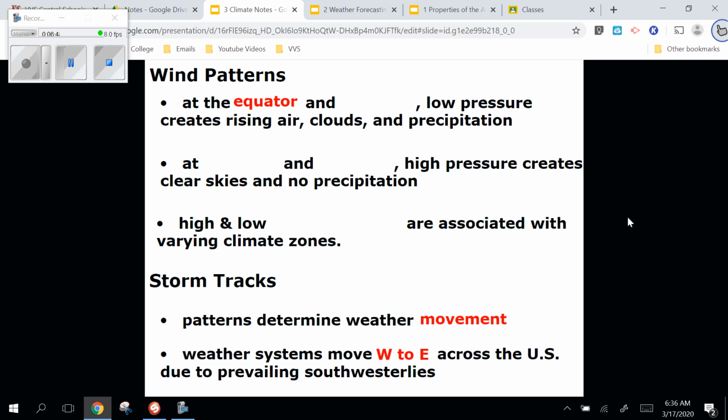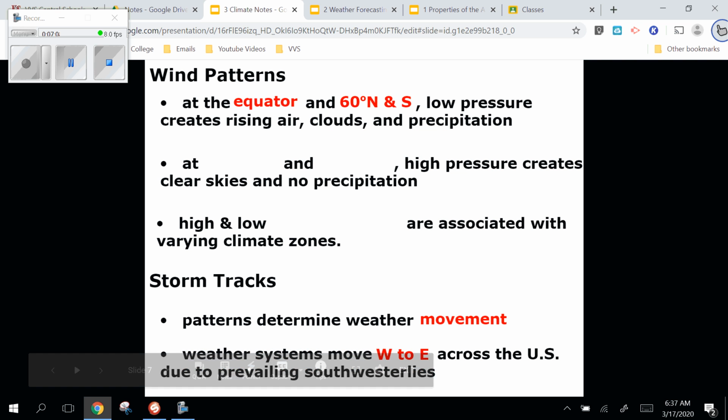All right, now back to wind patterns. If you're at the equator, or you're at 60 north and 60 south, we're going to get low pressure. And anywhere you have low pressure, the air is lighter, it rises, we get clouds, we get precipitation.